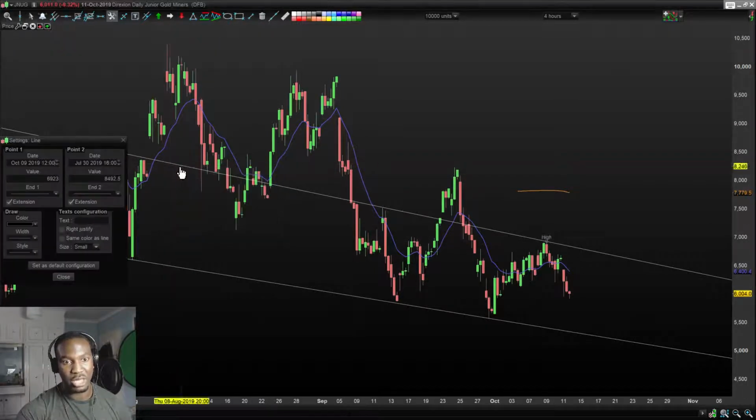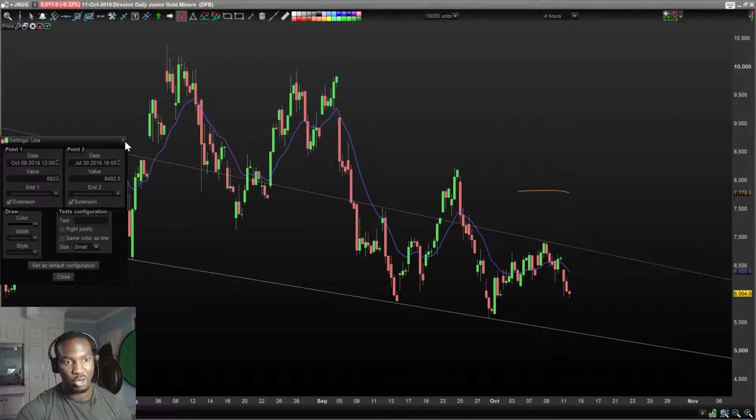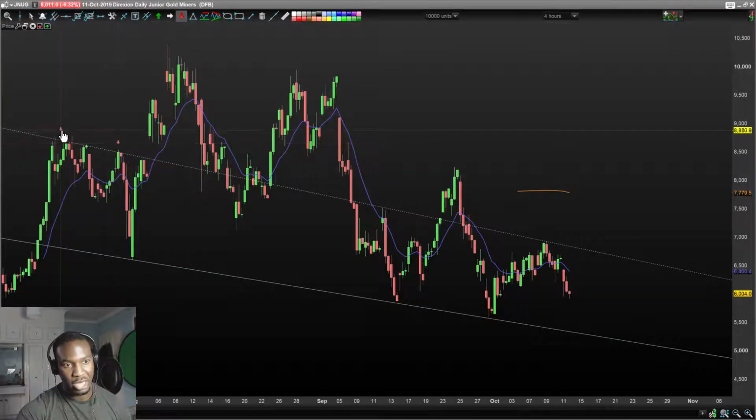I would normally make this line dotted because it's not as important now as it was before, but it still has some sort of relevance. So from that line, you can see that several times when it was hit, it was treated as either resistance or support. Well, it was actually just treated as resistance.